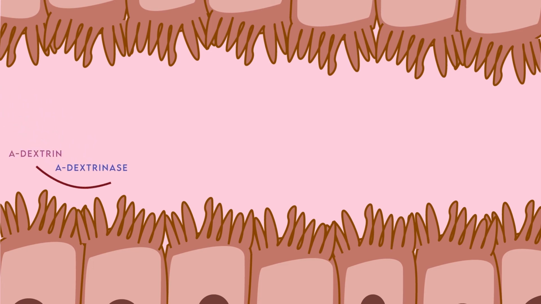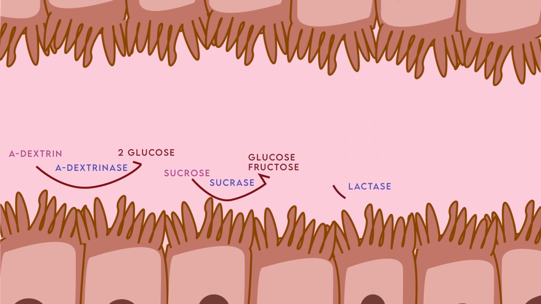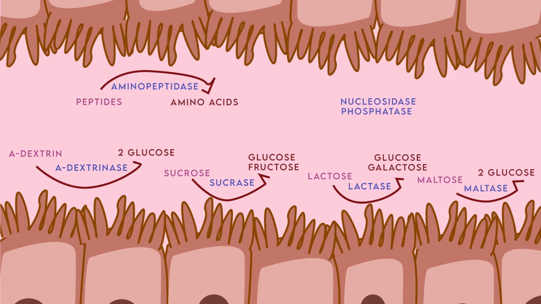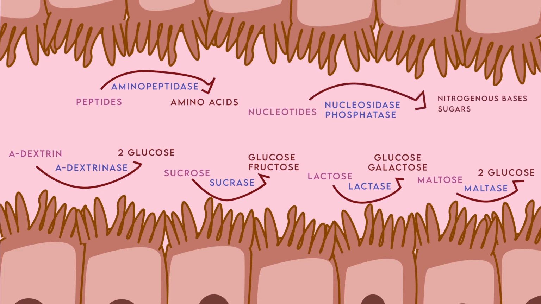digest alpha dextrins into two molecules of glucose, sucrase, to digest sucrose into glucose and fructose, lactase, to digest lactose into glucose and galactose, maltase, to digest maltose into two molecules of glucose, aminopeptidase, to digest any remaining peptides into amino acids, and nucleosidases together with phosphatases to digest nucleotides into their nitrogenous bases, sugars, and phosphates.